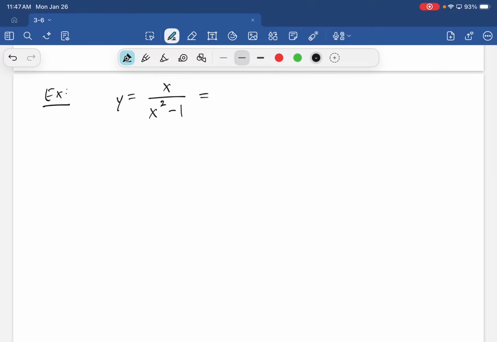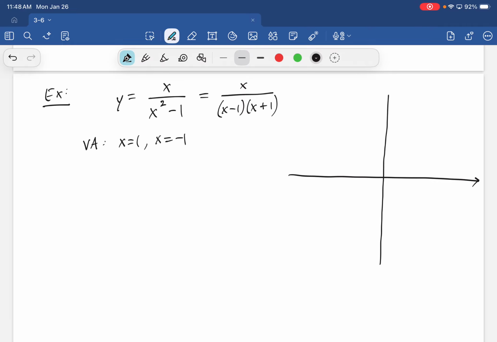So to find asymptotes, it's probably best to factor the denominator first, right? So we can write it as x minus 1 times x plus 1. That's a difference of squares. So that tells us that we have two vertical asymptotes. One is at x equals 1, and one is at x equals negative 1. What about x equals 0? Because it would just be 0. Zero divided by a number is 0, so would it not be 0 as well for a horizontal asymptote? The horizontal asymptote is 0.